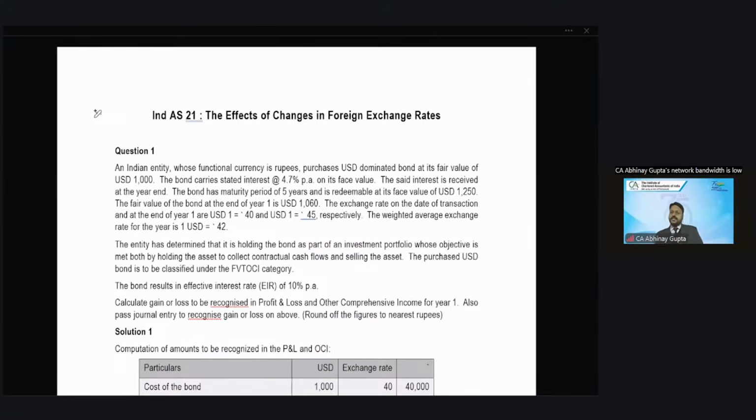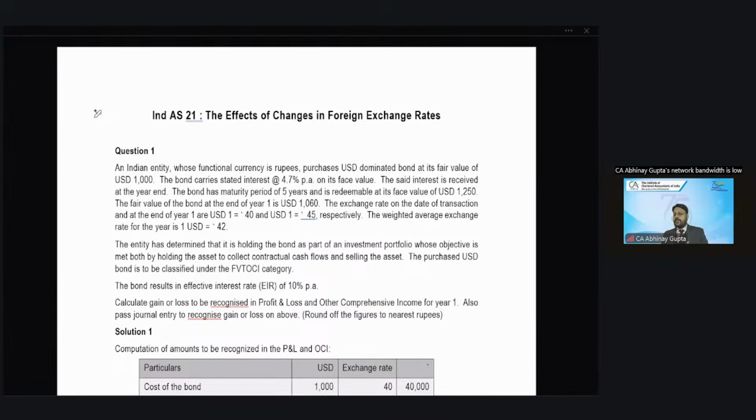Secondary indicators means the currency in which funds from financing activities, that is issuing equity instruments, are generated. So the currency in which the company generally arranges the fund requirements for running the business. So funding in which currency. And the last is the currency in which receipts from sales are usually retained. So once the debtors are collected, the currency in which the company wishes to hold the cash. That currency could also be one of the factors to determine the functional currency.